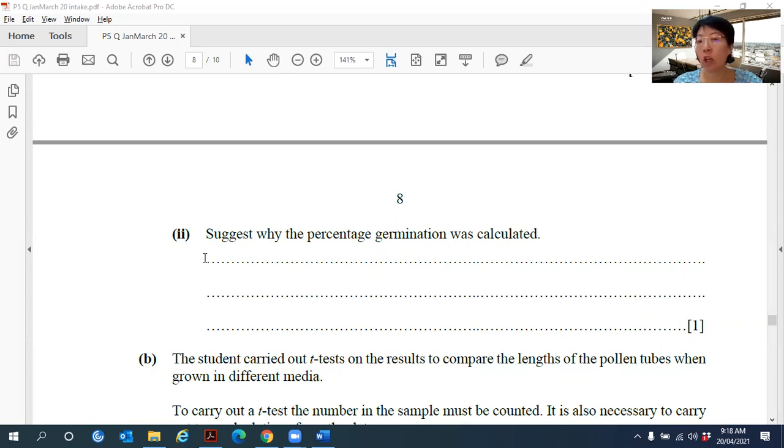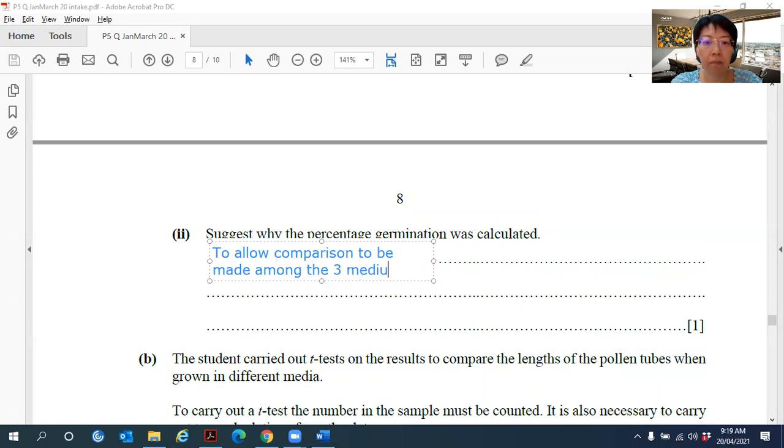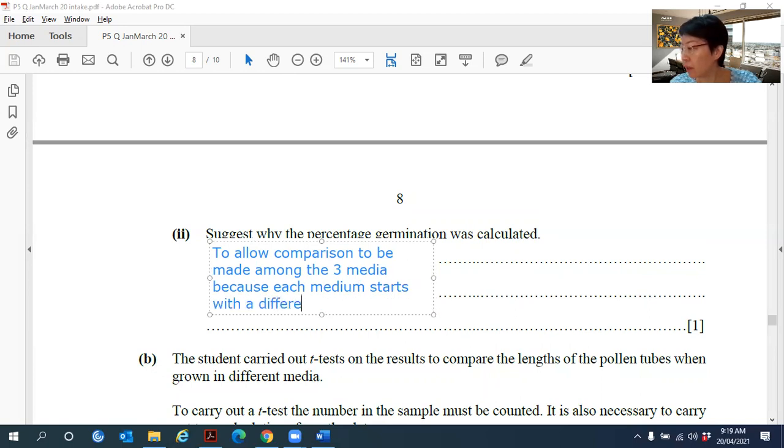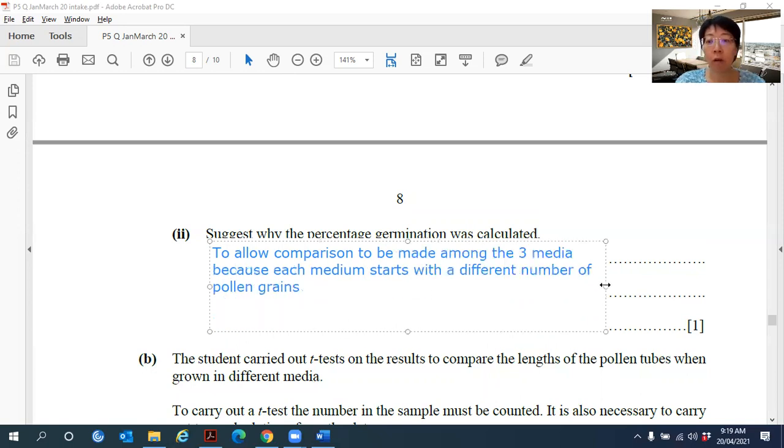So that is the crystal clear answer, that you're telling me you're converting it because you start off with a different number of pollen grains for each medium. That's the best answer. So I'm looking for: to allow comparison to be made among the 3 media, because each medium starts with a different number of pollen grains. So that's the answer I'm looking for.